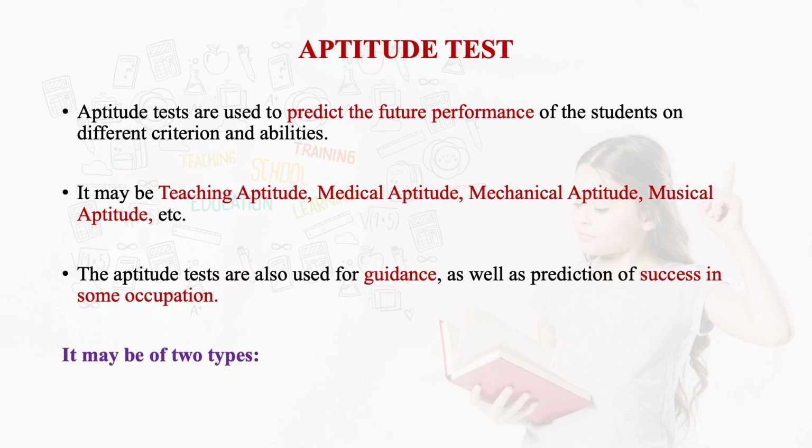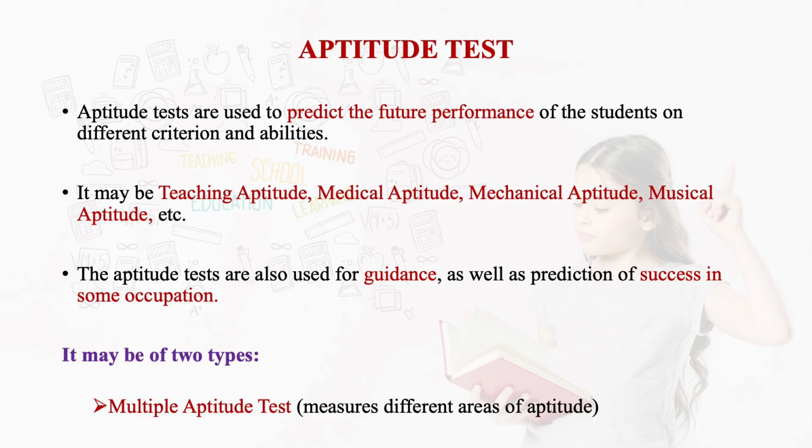Then further, there may be two types of aptitude test. One is called the multiple aptitude test and the other is called the special aptitude test. So friends, a multiple aptitude test measures different areas of aptitude. Here, you have to measure different aspects of aptitude. It may be in teaching, it may be in mechanical, it may be in creativity. So different questions from different aptitude aspects will be included in a test. That's called a multiple aptitude test.